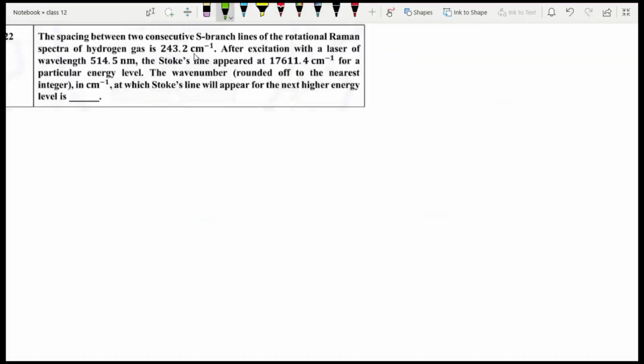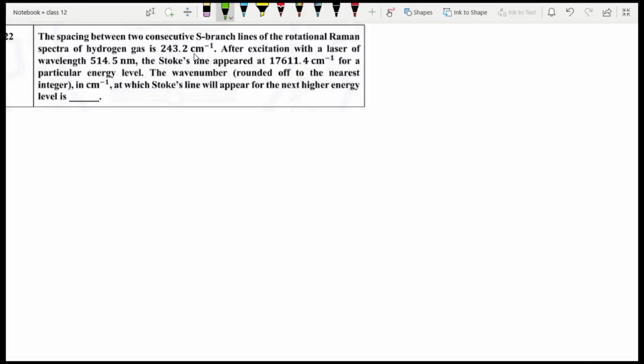The spacing between two consecutive S-branch lines of the rotational Raman spectra of hydrogen gas is 243.2 cm⁻¹. After excitation with a laser of wavelength 514.5 nm, the Stokes line appeared at 17611.4 cm⁻¹ for a particular energy level. The wave number at which the Stokes line will appear for the next higher energy level is.